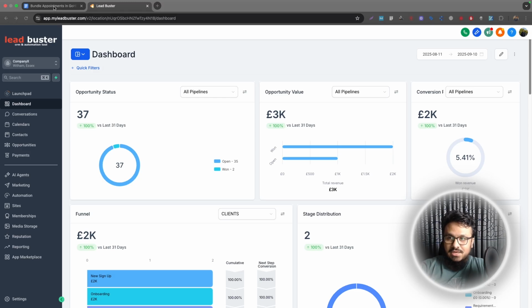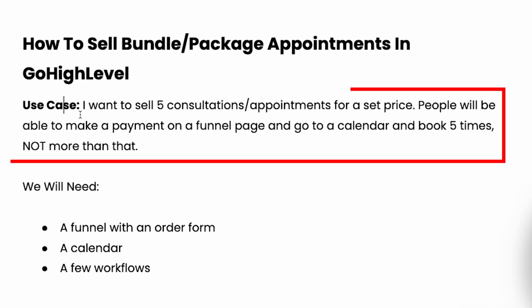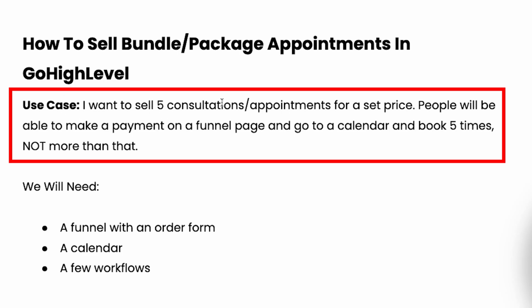Let's look at the use case in a bit more detail. How to sell bundle package appointments in GoHighLevel. Use case: I want to sell 5 consultations or appointments for a set price. People will be able to make a payment on a funnel page that we will also create in GoHighLevel, and then go to a calendar and book 5 times, not more than that. So the 6th time that person goes to book, that booking will not be successful.